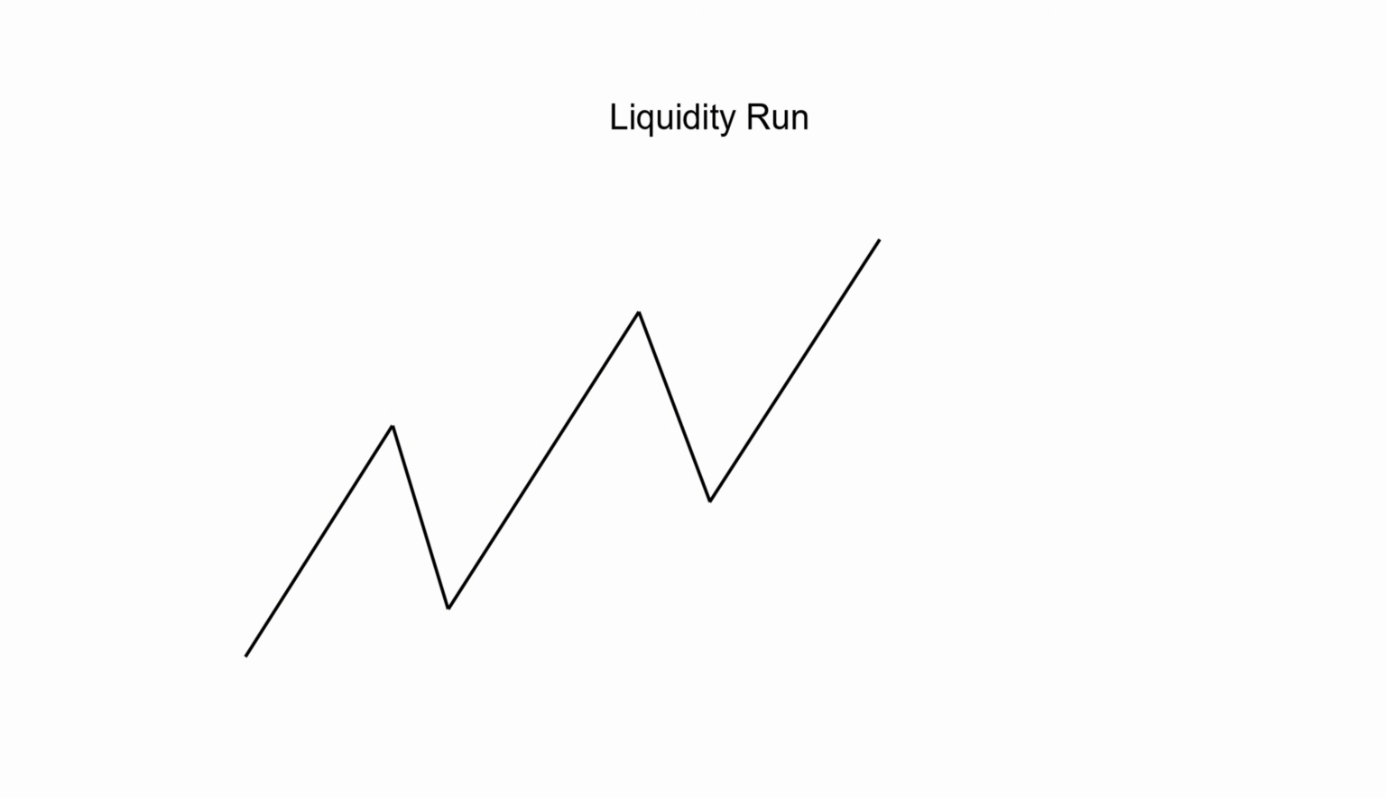So let's talk about what is a liquidity run. So you have a bullish trend and you have that swing low. This is what you're targeting as your liquidity. So this is external liquidity outside of your range. And a liquidity run is where price takes that level out and continues in that direction. Price does not come back inside of the range.